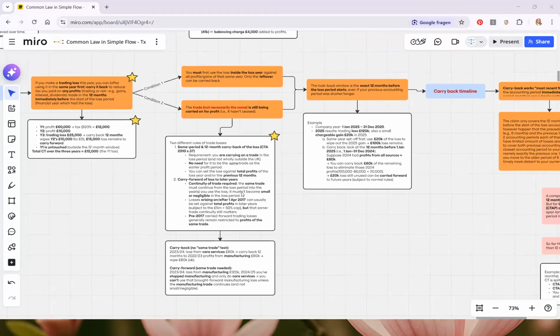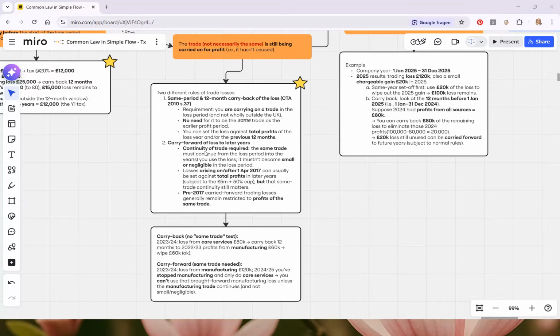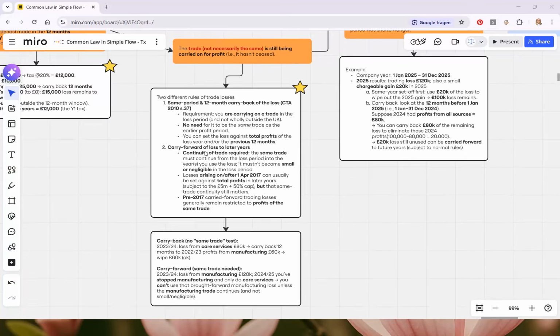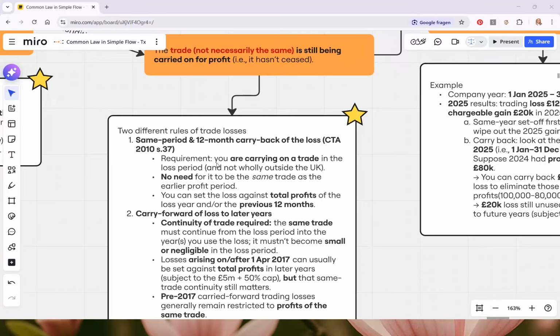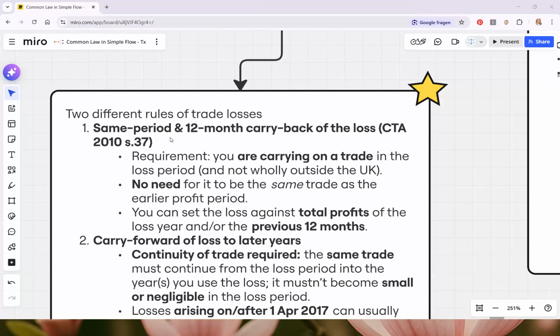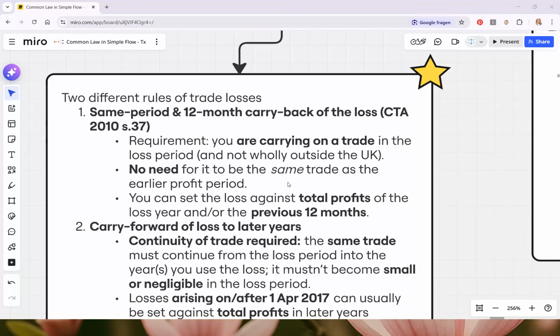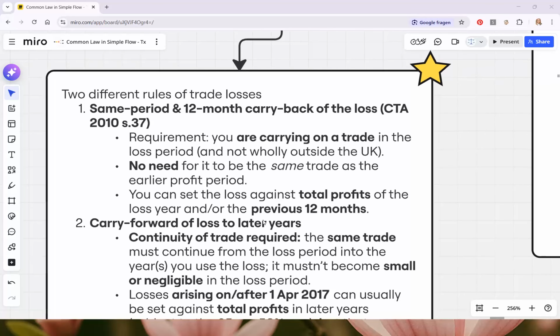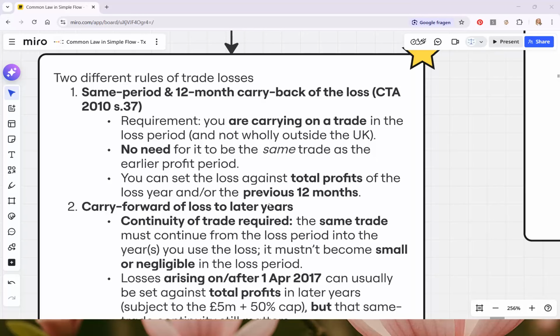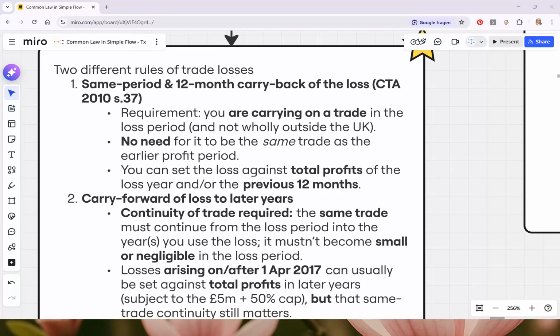So let's go back shortly, and we have here two examples, so two different rules of trade losses. The first one: same period and 12-month carryback of the loss. The requirement is that you are carrying on a trade in a loss period, not wholly outside the UK. There is no need for it to be the same trade as the earlier profit period. You can set the loss against total profits of the loss year or the previous 12 months.